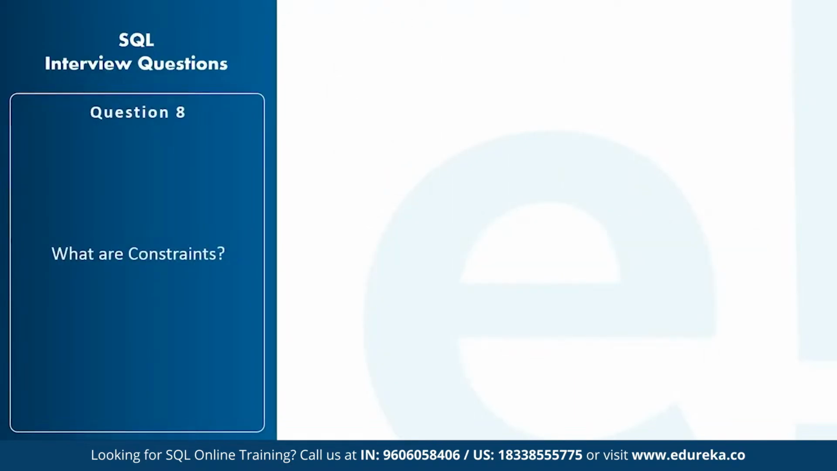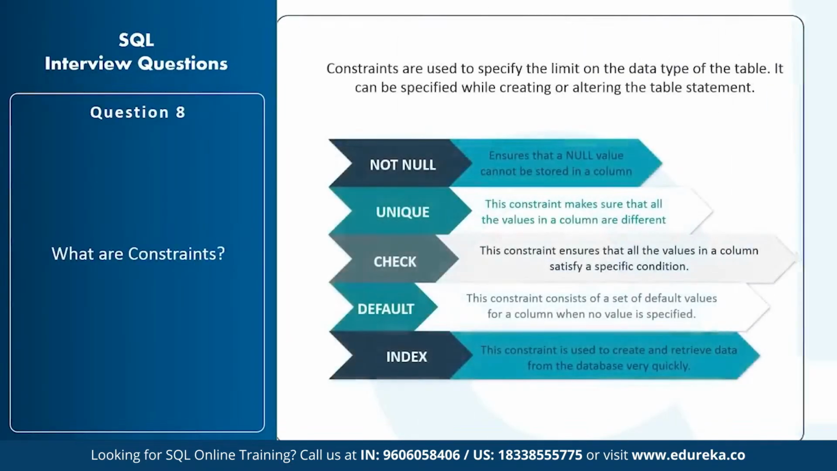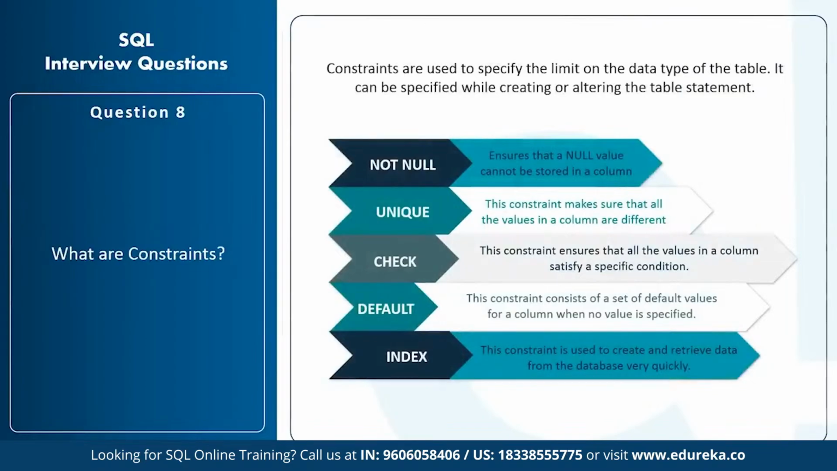Now, let's move on to our next question, that is, what are constraints? Constraints are basically used to specify the limit on the data type of the table, right? So whenever you're creating a table, you can use constraints to set a limit on the data type of the table. It can be specified either while creating the table or while you're altering the table. So it can basically be specified in both ways.